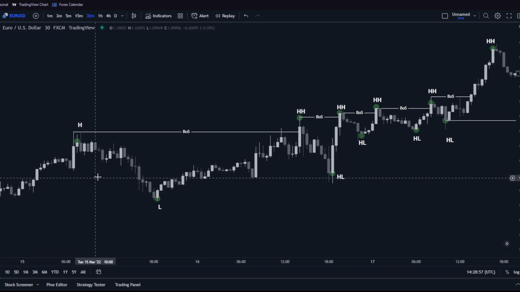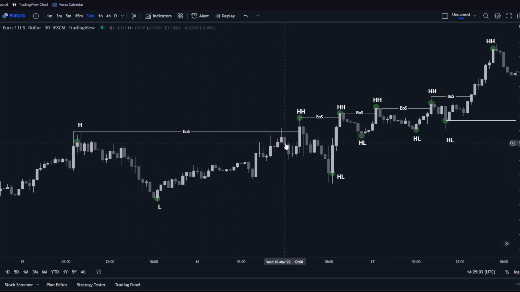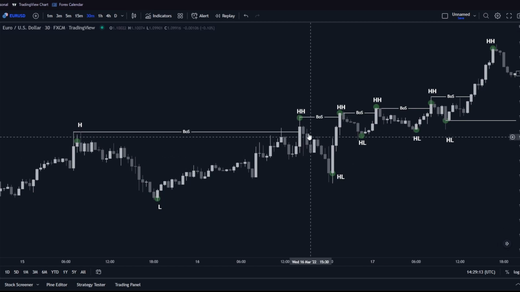So let's explain this. We started with a high we created. We then created a low. And then we broke structure. We actually broke structure right here already, but we didn't get a candle close. If we don't get a candle close, it's not a clean break of structure for me. So boom, we got it, a candle close. We have our new potential high.